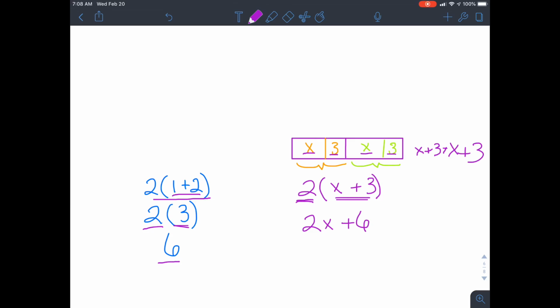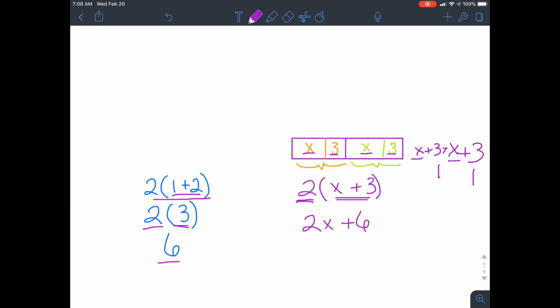Now we have a problem because x and 3 are different kinds of terms. They are not like terms. X is a variable and 3 is numerical. We cannot add them. So this is what we can do. We can combine like terms. Well, remember our x's and then our 3's up here, because that's what 2 times x plus 3 means.